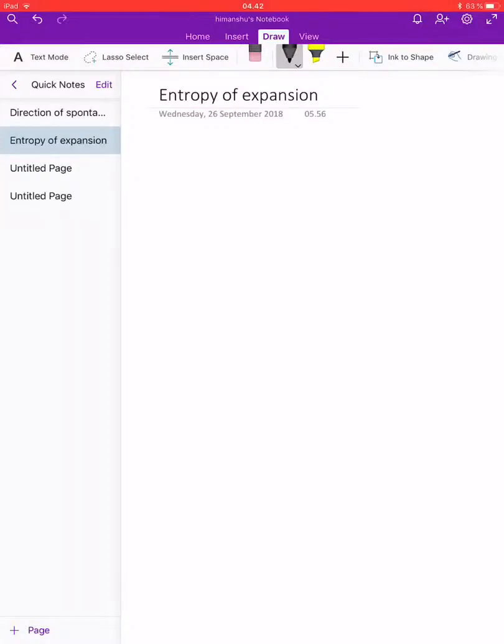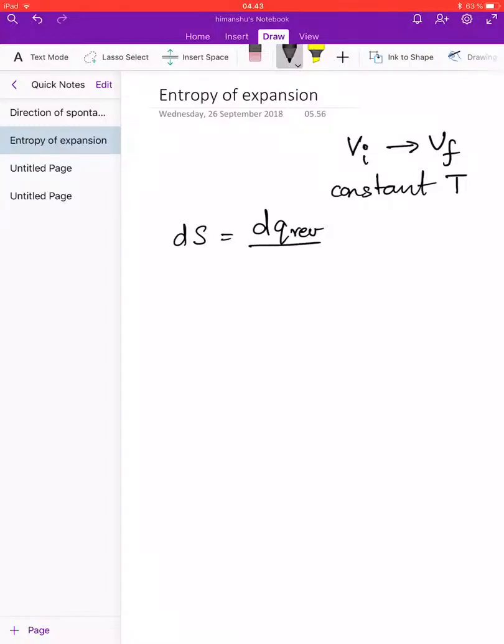We are going to calculate the entropy change when an ideal gas expands from an initial volume to a final volume under isothermal conditions, when the temperature is constant. To calculate entropy, we use this equation which was discussed in class, where the differential change in entropy is equal to the reversible heat divided by the temperature.